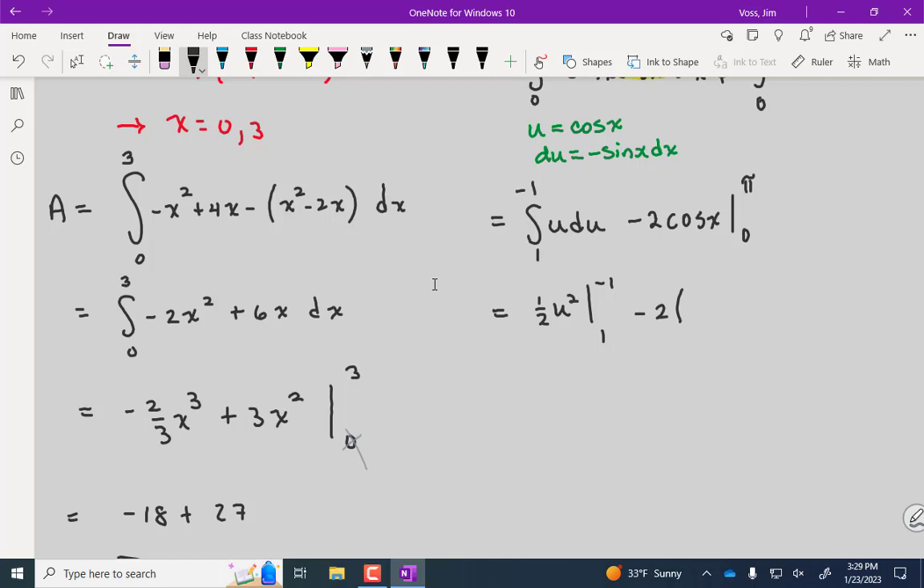So cosine pi is -1. And then we subtract off the lower limit. I'm plugging in just the cosine, minus 2 is factored out. Plugging in the pi gives -1, then we subtract off the value of cosine of 0, that's 1.